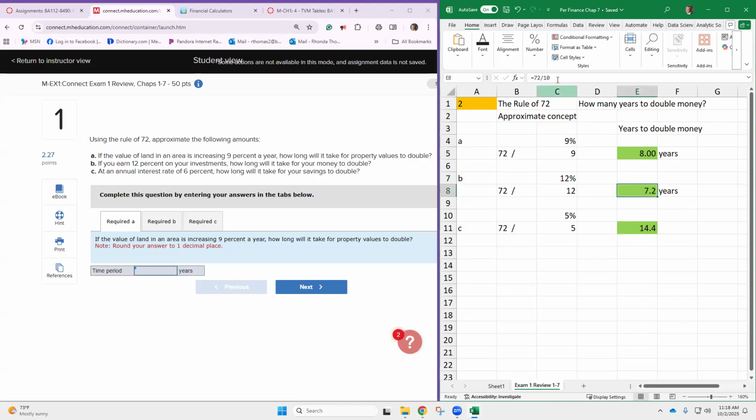And then I've got to put that into my formula here. So that's pretty easy. All right, my last one is 6. Is anybody seeing a pattern? What's the pattern? The higher the rate, what happens to the time? The less time it takes to double the money. Does everybody see that? Yep.